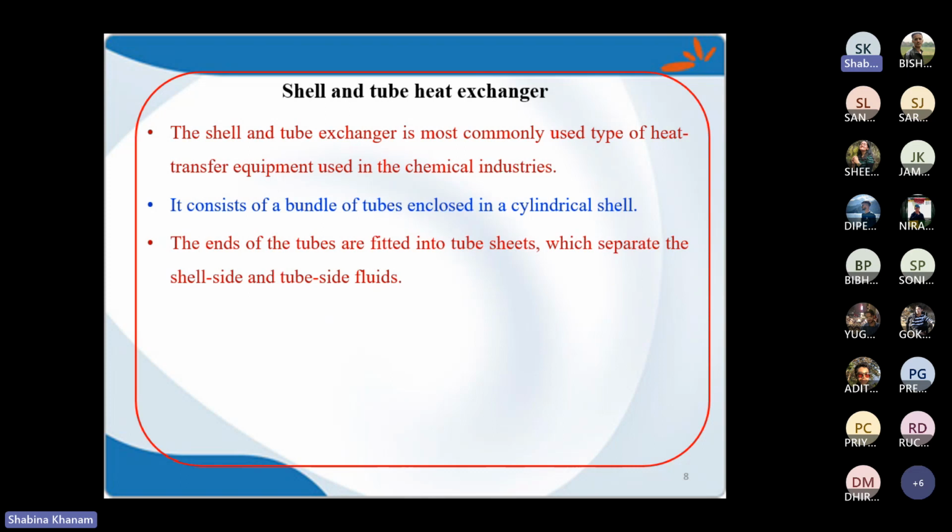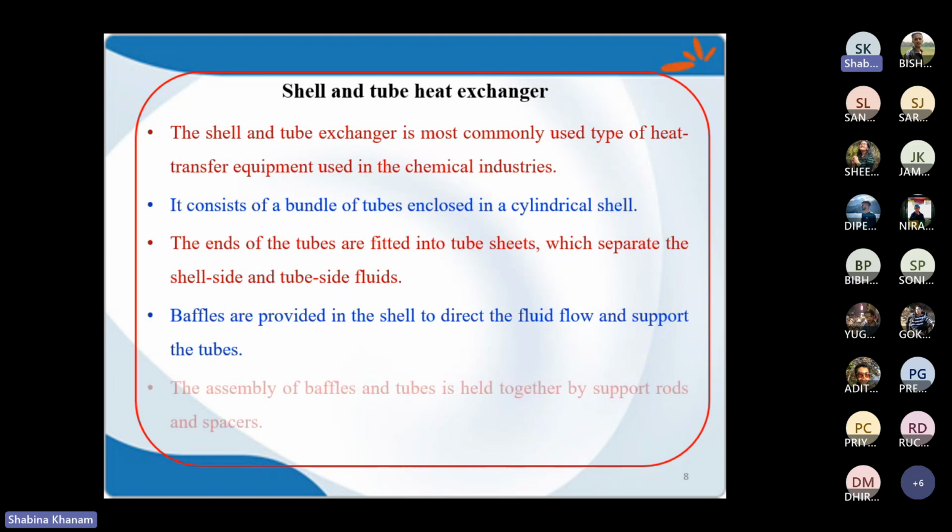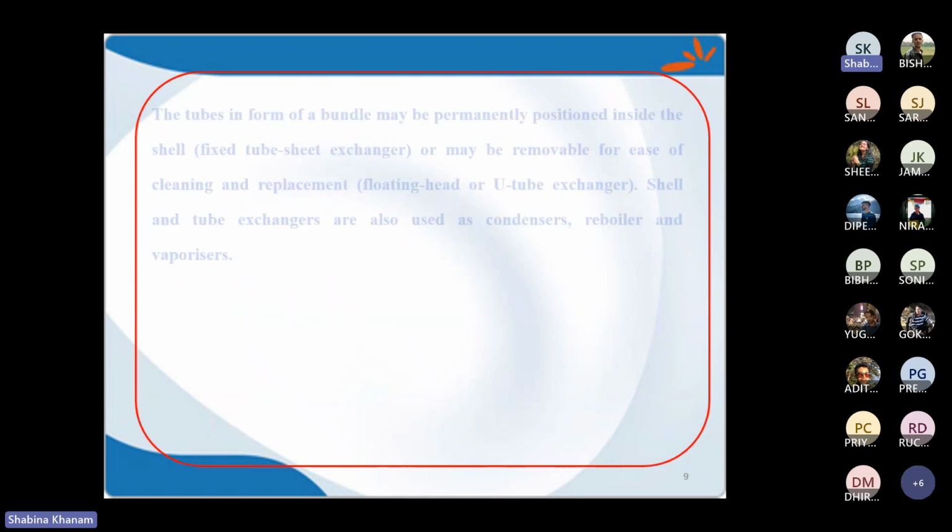The ends of the tubes are fitted with the tube sheet, which separates the shell side and tube side fluid. Baffles are used to direct the fluid, and we have supports for the tubes. The assembly of the baffles and tubes is held together by a support rod. Actually, support rod and spacers, all these we will discuss through this diagram.